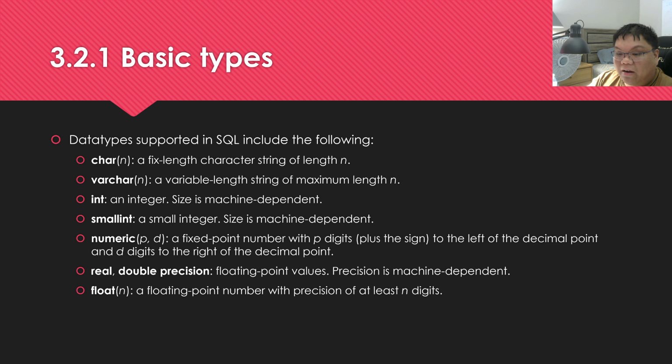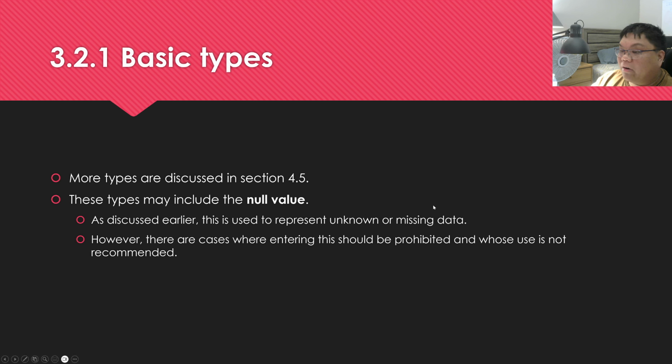We also have our integer data types and floating point data types. There's also a numeric data type, which is p digits to the left of the decimal point and d digits to the right of the decimal point. So this is a fixed point number format, as opposed to the floating point formats we see with, say, float and double. There are more types discussed in section 4.5, but there's also the null value that we've talked about several times already.